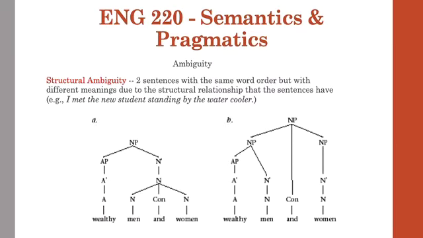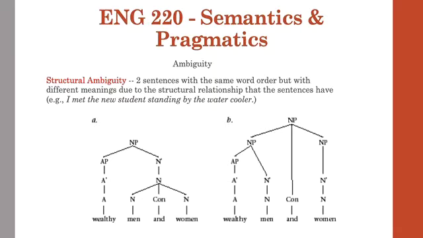There's also structural ambiguity, and we took a look at this in syntax. Two sentences with the same word order have different meanings due to the structural relationship that the sentences have. That's an awkward way for me to have written that. It basically means that you have the same sentence, the same word order, but different structures have different meanings.